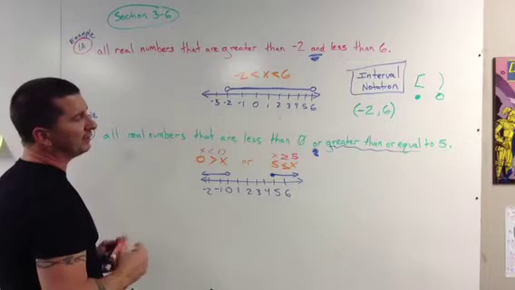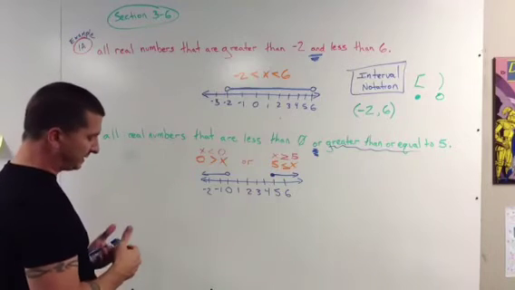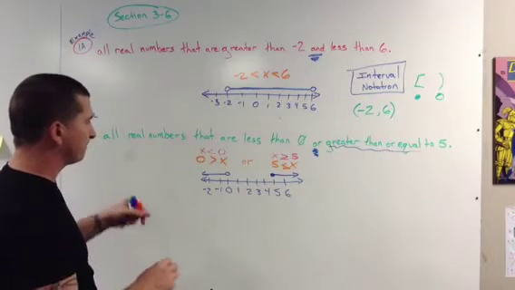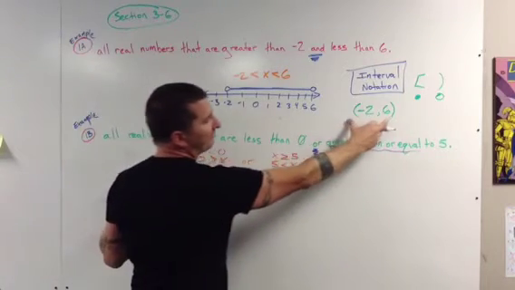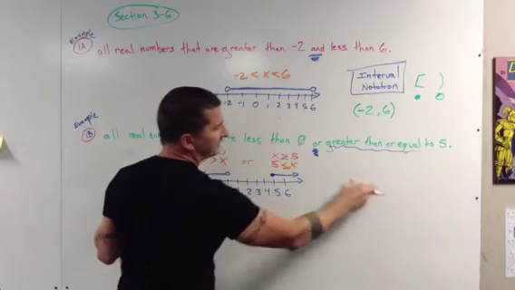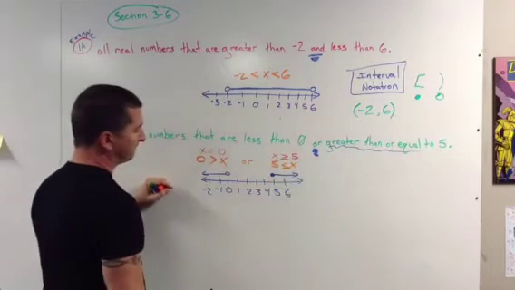Now using interval notation. This is a little bit tricky. But watch what we do here. Since it's an or, we're not going to just have one set. We're going to have two sets of either parentheses or brackets.